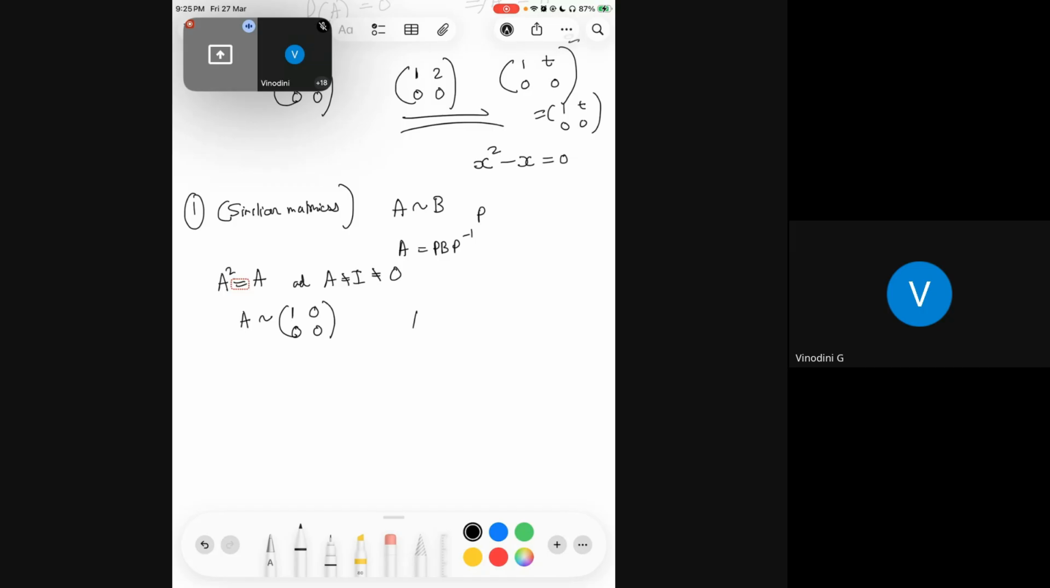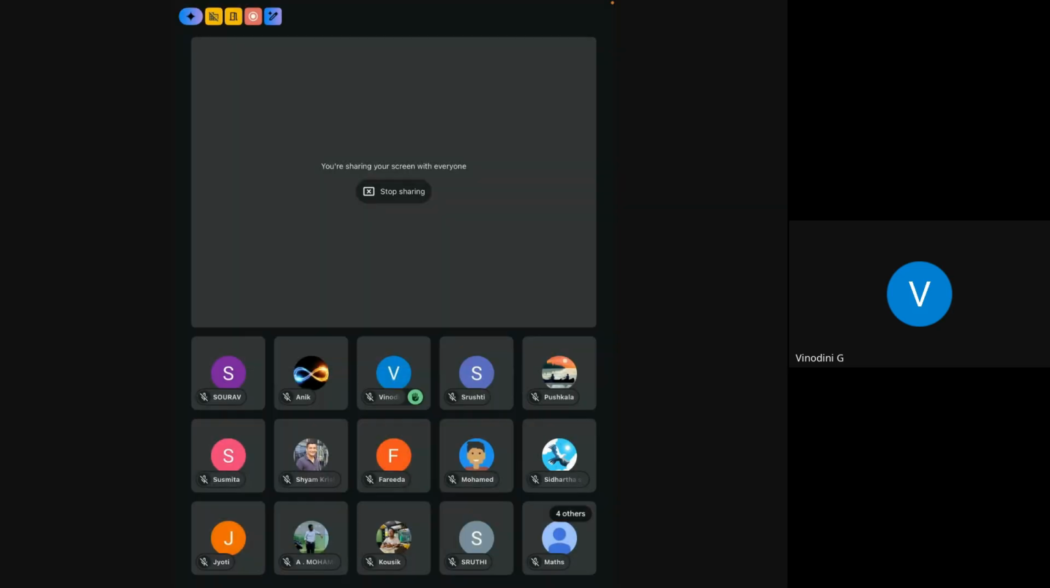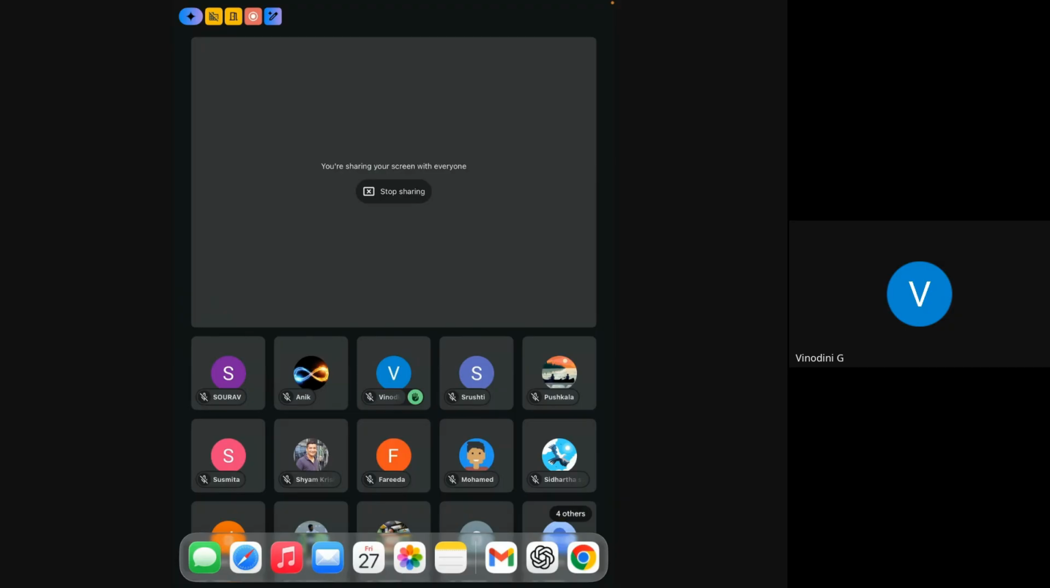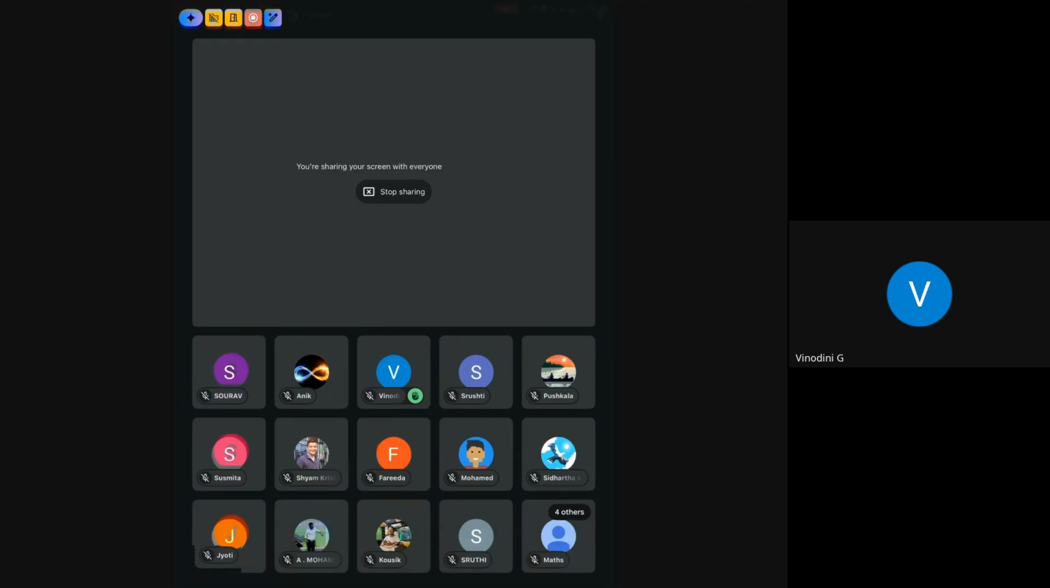So if A is any matrix in S, then either A is identity, or A is 0, or A is similar to [1, 0; 0, 0]. Okay, so let me pick one. So Kruti, I guess you know what minimal polynomials are, right? You have seen it before. I guess you raised your hand, so I'm asking you. Can you please unmute yourself?